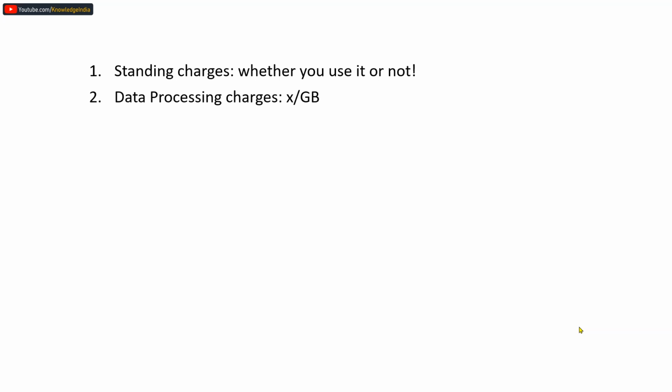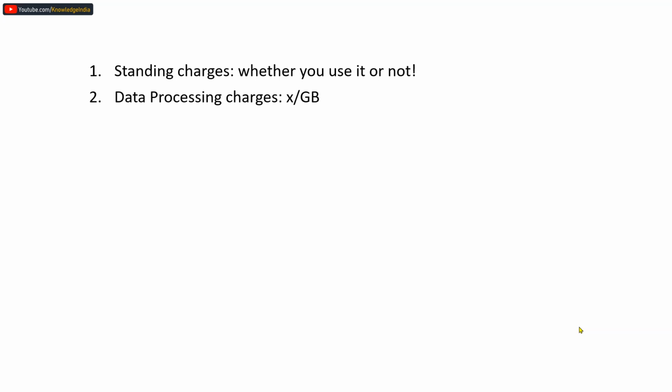Now think about this. If there are let's say 15 VPCs which actually are not sending that much traffic out to the internet, then what happens? You are unnecessarily paying the standing charges for the NAT gateways in those VPCs, but actually a good amount of traffic is not going out. So you are in loss there, right?